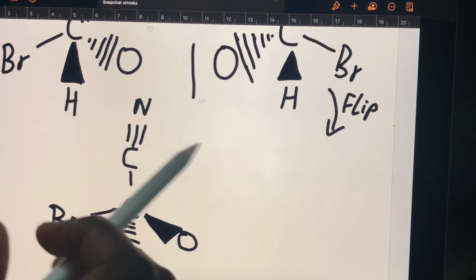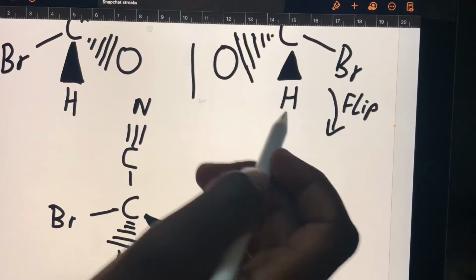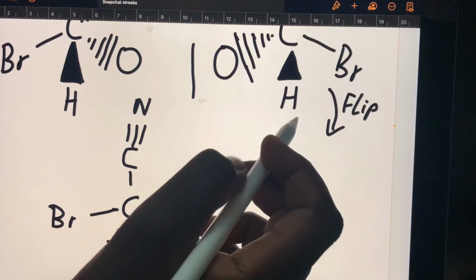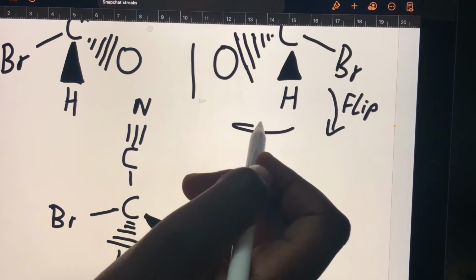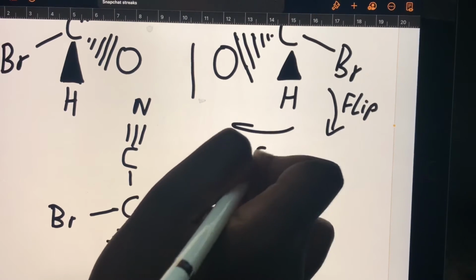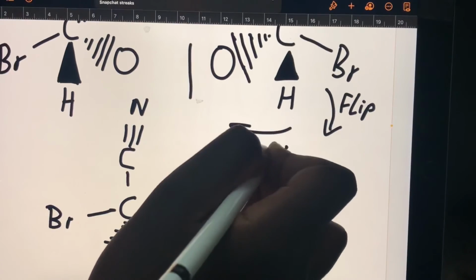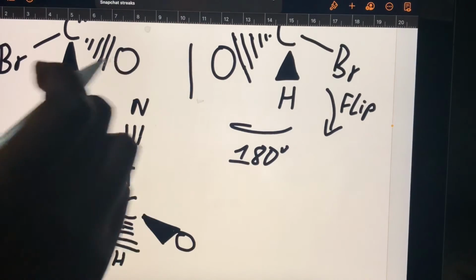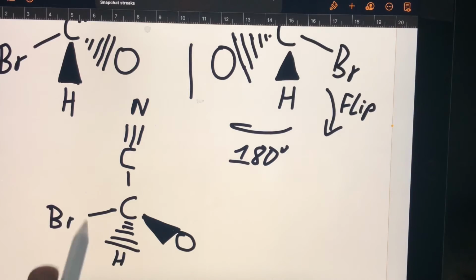And all I'm doing here is literally a 180 flip, spinning it 180 degrees. And as you can clearly see, not the same image.